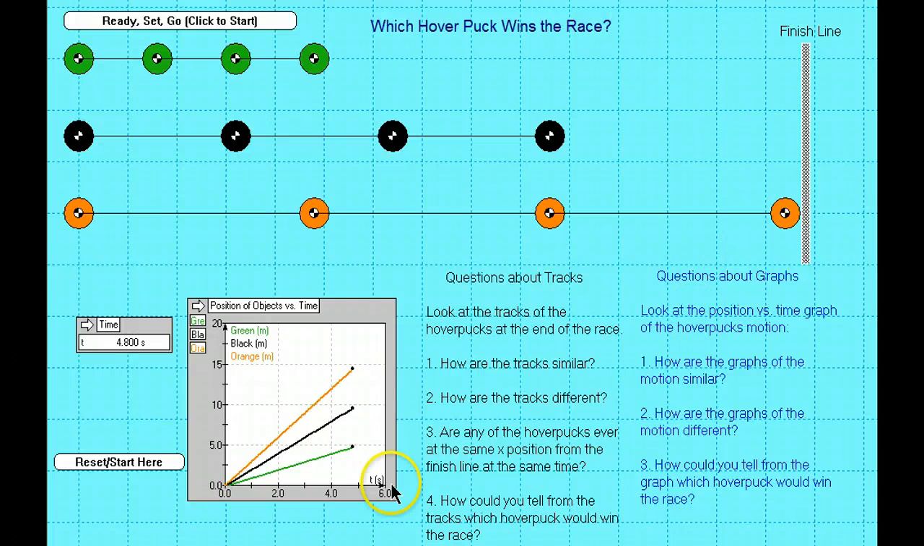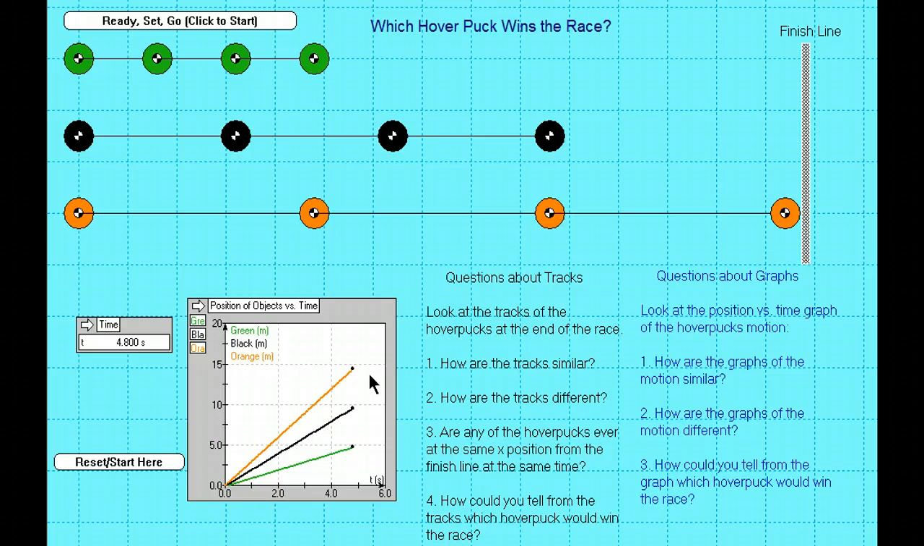Then the graph down here is position versus time. So again, 0 being the beginning, and then over here being the finish line. Now, you can see that only the orange puck at this point has reached, sorry, it's not 4.8 meters, it's almost 15 meters of distance, while the others are still lagging behind. So at this point in time, only the orange puck has made the finish line.